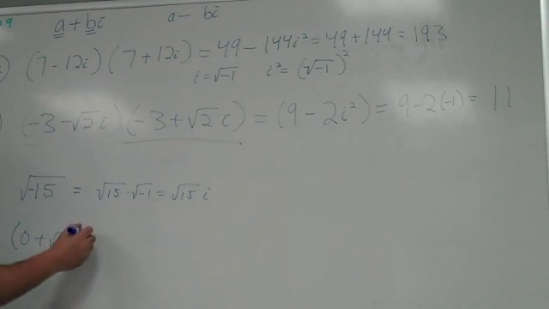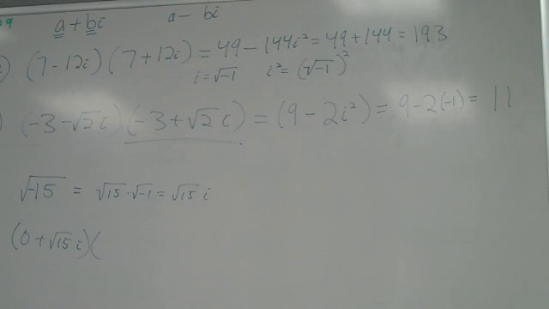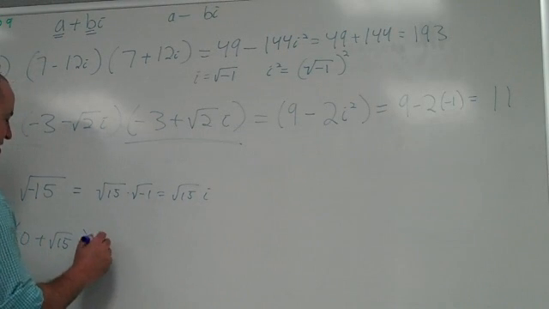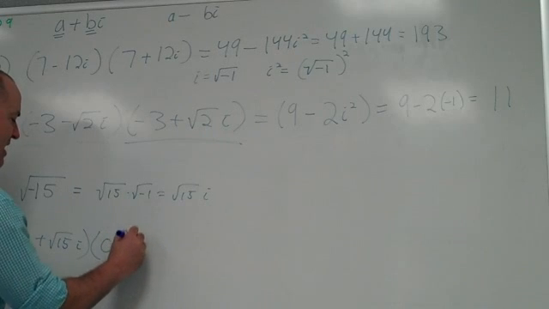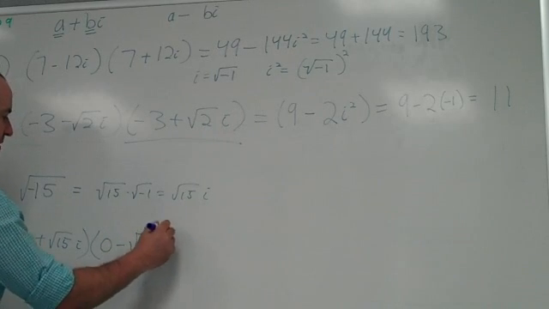And you have to have that other number. Like, if you have 7, you have to have 7 plus 0i. And if you have 7i, you have to have 0 plus 7i, yeah, to have it in standard form. Okay, so this thing's complex conjugate would be 0 minus root 15i.